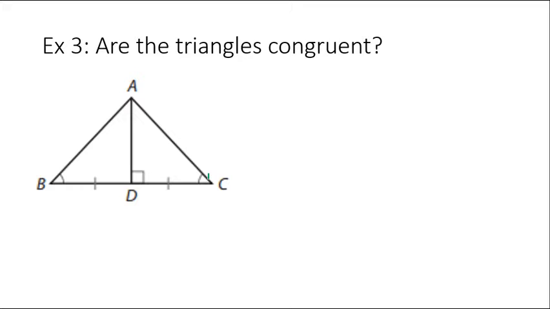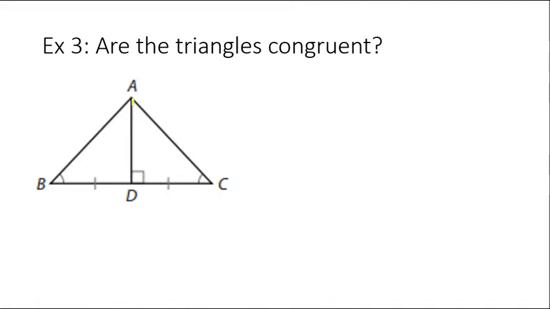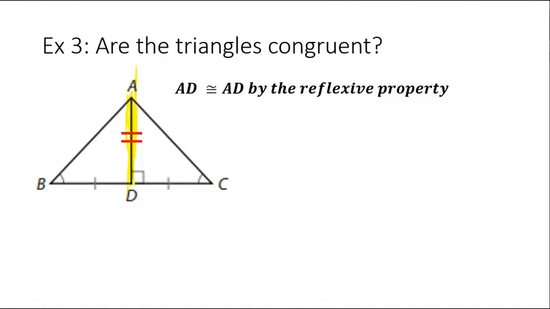Okay, example 3 now. So they're asking again, are these two triangles congruent? So let's just look at the information they give us here. If you look at the triangles, they share a side. So they're sharing this side right here, A to D. Since they both share the side, that's the reflexive property, which says that that side is equal to itself because both triangles share it. So we can mark it like that. We say AD is congruent to AD by the reflexive property.